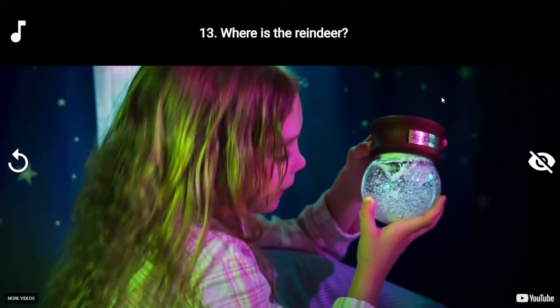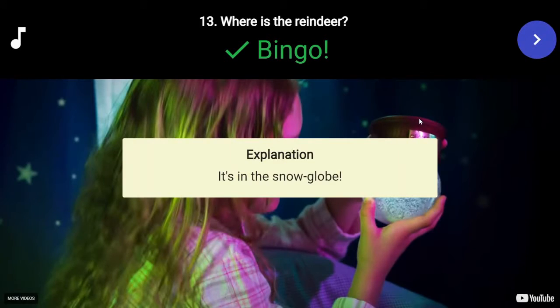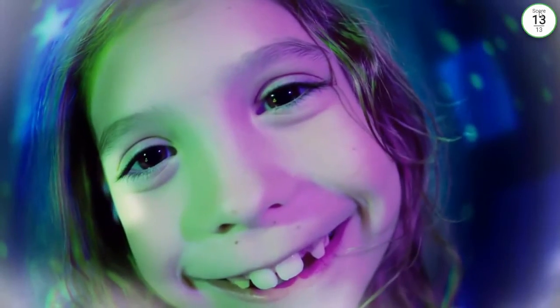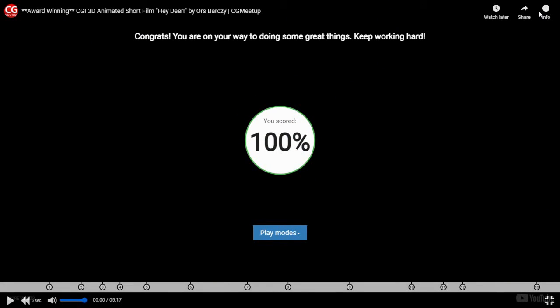Final question, 13. Where is the reindeer? Can you find him? 5, 4, 3, 2, 1. Yes, he's here. It's in the snow globe. Congratulations! You got 100% if you answered all the questions right. Well done!